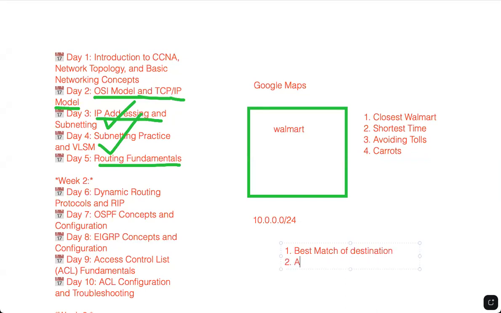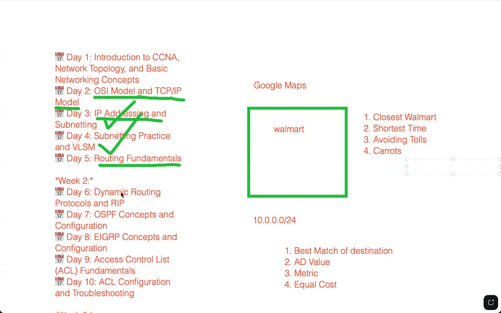And then there is a condition of AD value. And there is a condition of metric. There's a condition of equal cost. So these are all networking conditions. Similarly, like your Google Map conditions, there are also network conditions that we will discuss with different routing protocols. That is discussed in the routing fundamentals.